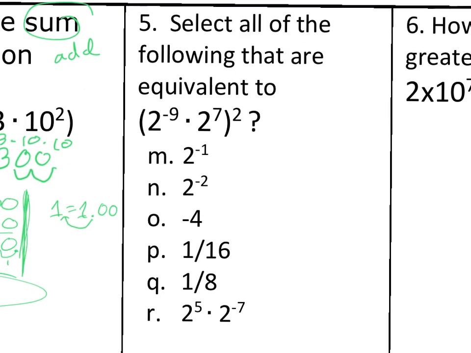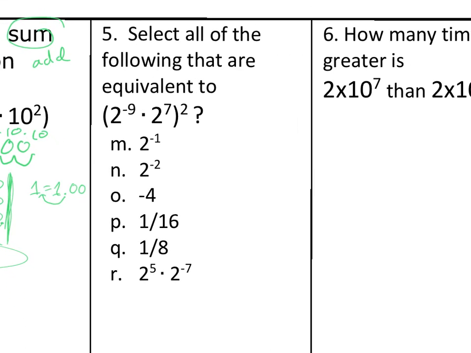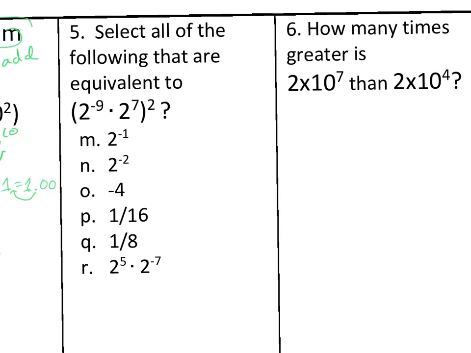All right, number 5. Select all the following that are equivalent to 2 to the negative 9 times 2 to the 7th, all inside the parentheses, to the second power. These are kind of fun. It's like a puzzle. You just got to figure out which ones are correct. So what I start doing is using steps and breaking it down. On this one, I just rewrite it because I need room to work it out.